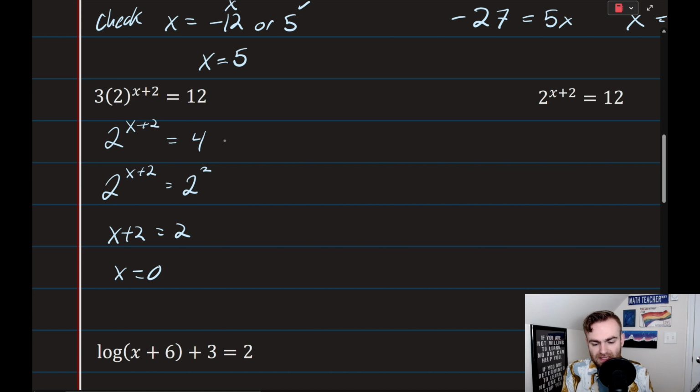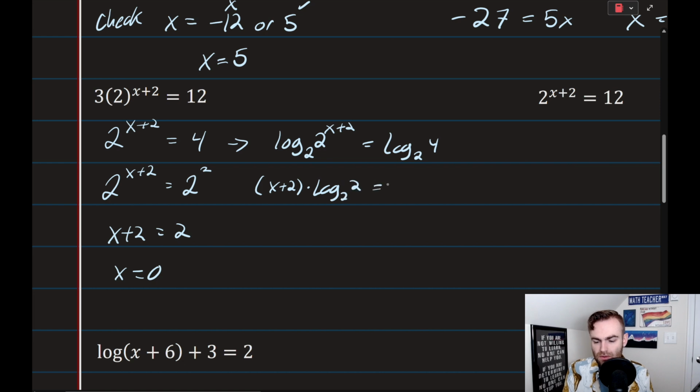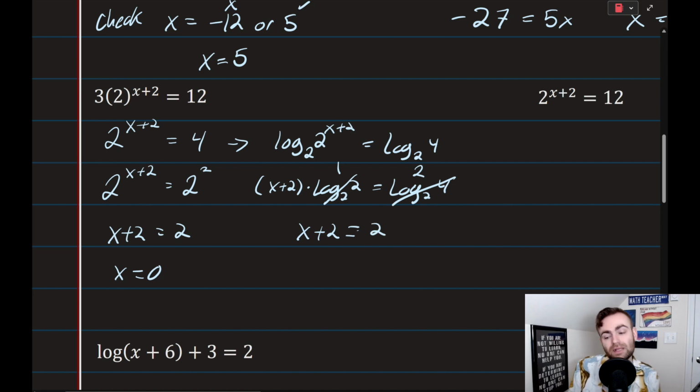I could instead, from this step, go to log base 2 of 2 to the power of x plus 2 is equal to log base 2 of 4. Well, I know from my exponent identities that the power rule would apply, so this would be x plus 2 times log base 2 of 2 is equal to log base 2 of 4. Log base 2 of 2 is 1. Log base 2 of 4 is 2, so I end up with x plus 2 is equal to 2. That looks familiar. The answer is 0, right?